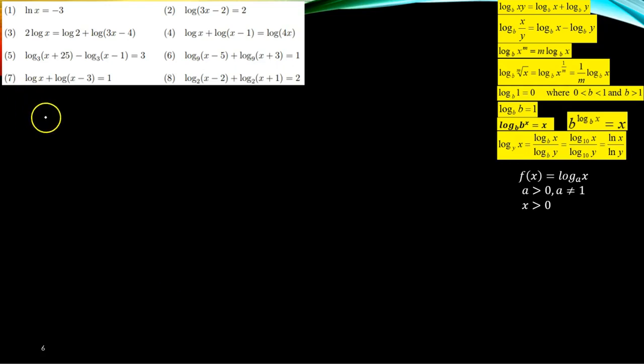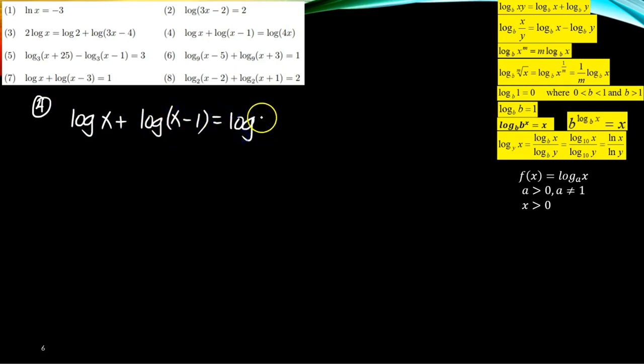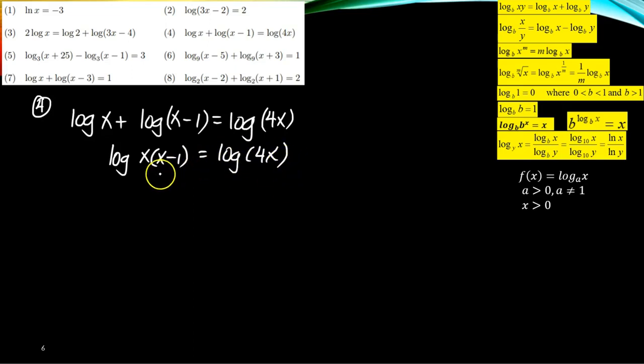Let's try number 4. Logarithm of x plus logarithm of x minus 1 equals logarithm of 4x. So let's combine the first two. So that's logarithm of x times x minus 1 equals logarithm of 4x. Some of you might want to transpose the right side to the left and make it a quotient, and then that's equal to 0. It's up to you. But sometimes, you can just have one term on either side, and so long as they have the same base, you can just equate them.